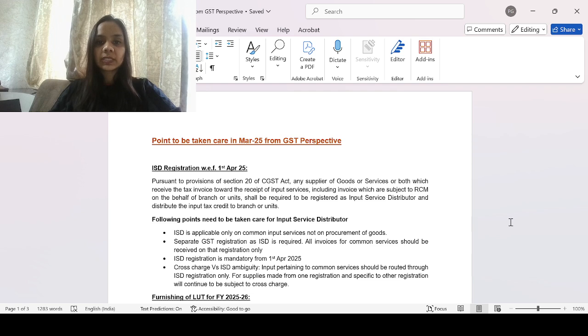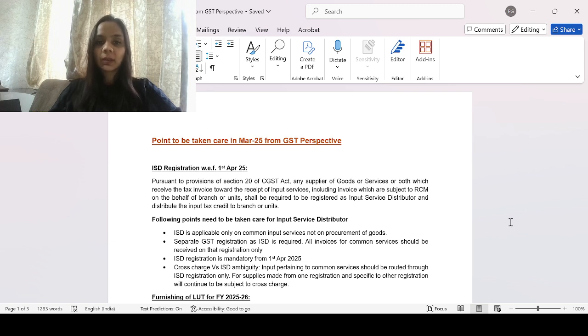ISD registration is basically used when we are procuring any kind of services at the head office and using them for multiple GST registrations of the same entity. We can distribute the input tax credit of these common services through an ISD registration. We cannot distribute it to the post. We can distribute it through a cross charge.